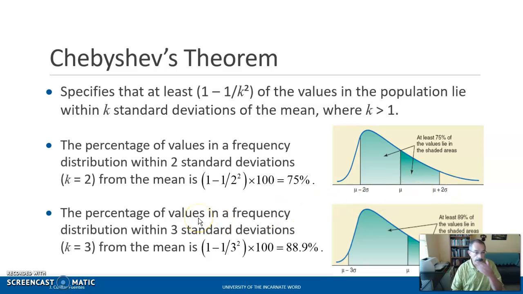Now, if k is 3, then the proportion of observations between 3 standard deviations below the mean and 3 standard deviations above the mean is going to be 1 minus 1 over 3 squared. If you carry that operation and multiply by 100, you're going to find that 88.9% of the observations will be in this interval, from the mean minus 3 standard deviations all the way to the mean plus 3 standard deviations. All right, let's look at an example.